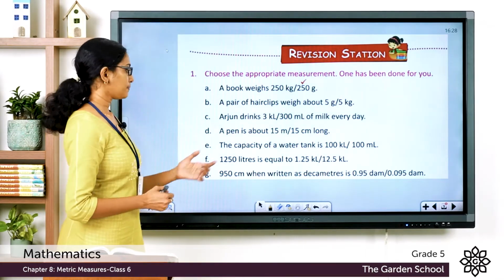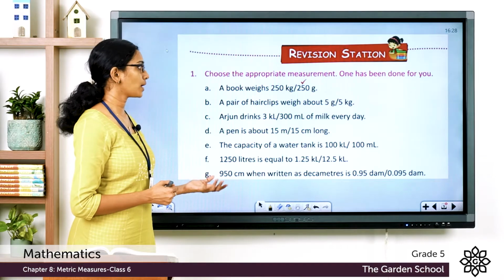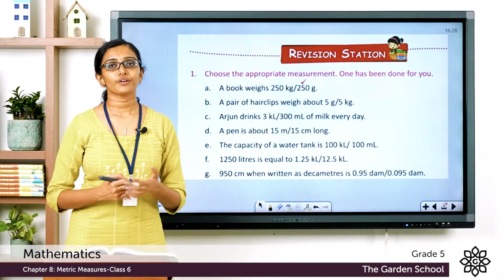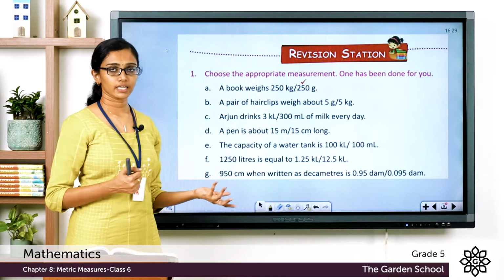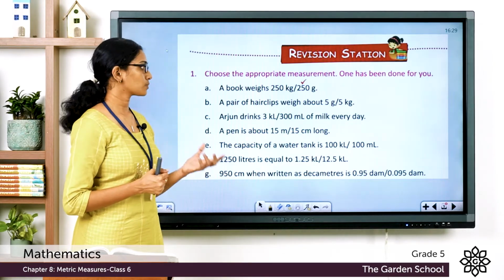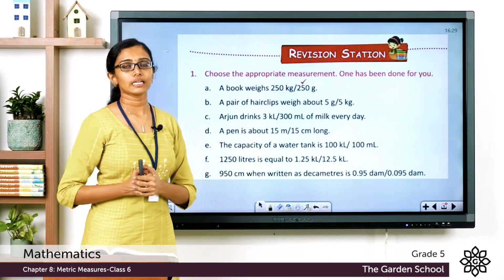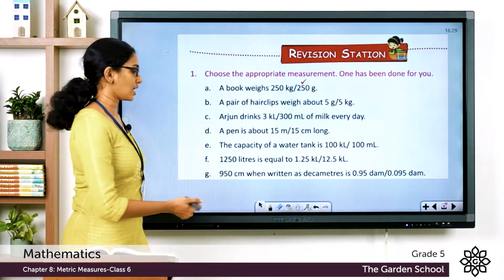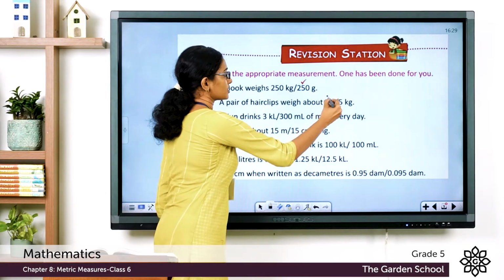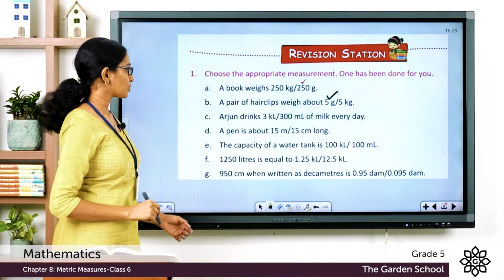Question B. A pair of hair clips weigh about 5 gram or 5 kilogram. Which one do you think is the correct choice? A pair of hair clips, just a couple of hair clips. Would it weigh 5 gram or 5 kilogram? The possibly correct choice is 5 gram. So let's tick that option. So it is 5 gram chosen here.